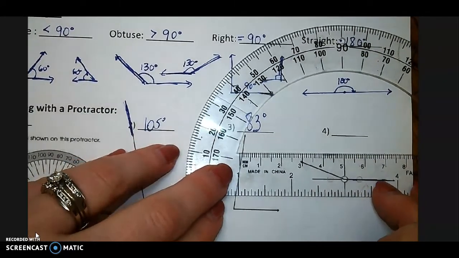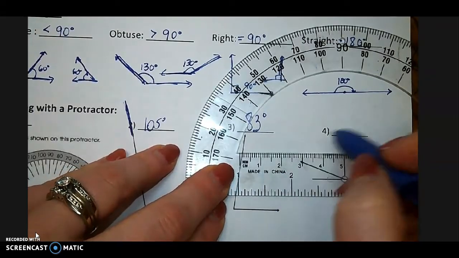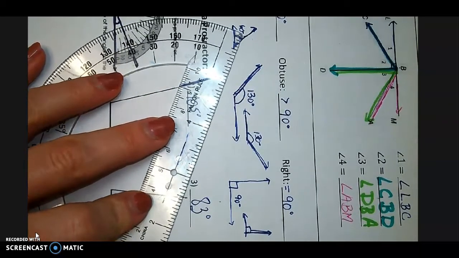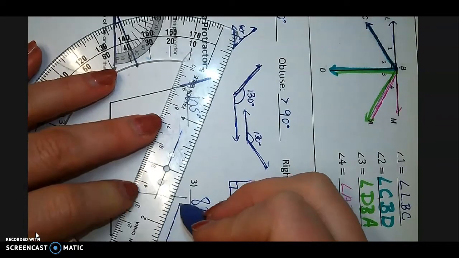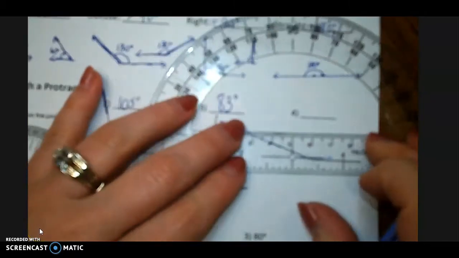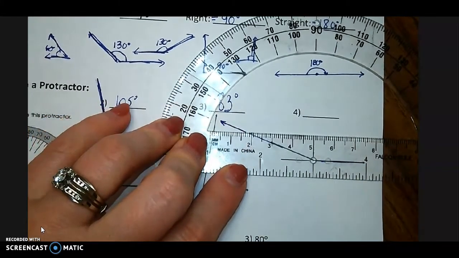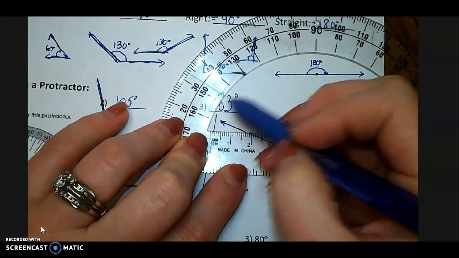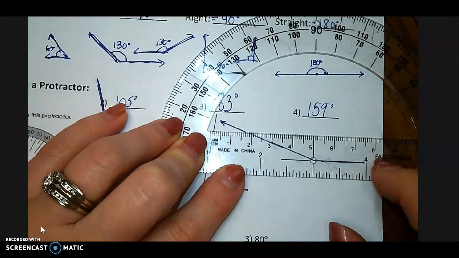This one right here goes past the 90. And it's kind of hard to see, so this is one of those ones where you might want to take your paper and turn this and extend it using your straight edge, because that line is just not long enough. And that would make it hard for us to get a read on. So I'm going to go ahead and put it there. And I'm starting from 0, so I'm counting these bottom numbers here. And it looks like it's about 159 degrees there.